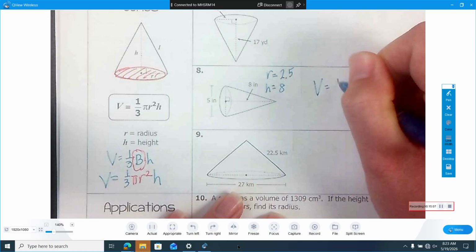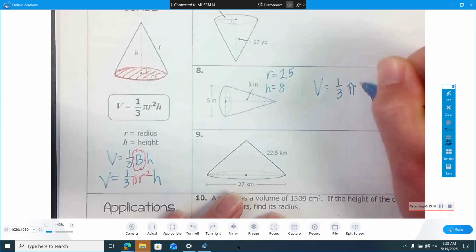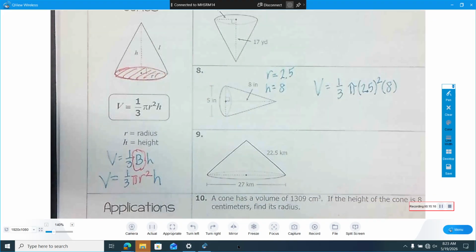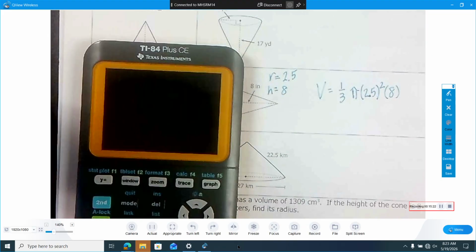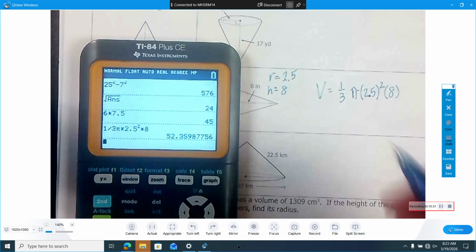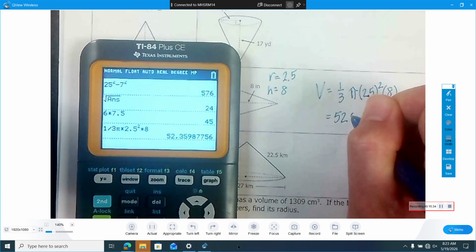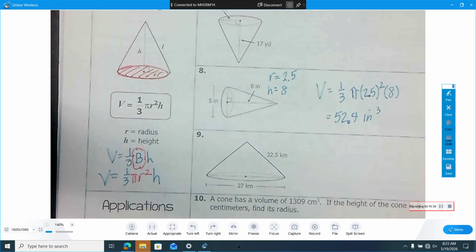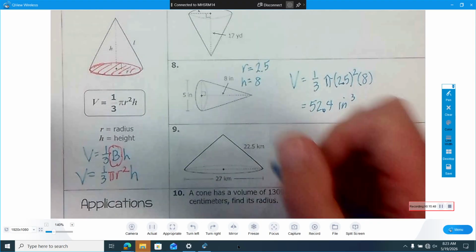To find volume, it is 1/3 pi r squared times height. 1/3 times pi times 2.5 squared times 8 is 52.4 inches cubed. I'm not sure what they're going to ask for in Delta Math, whether it's to the tenths, hundredths or thousandths, so pay attention.